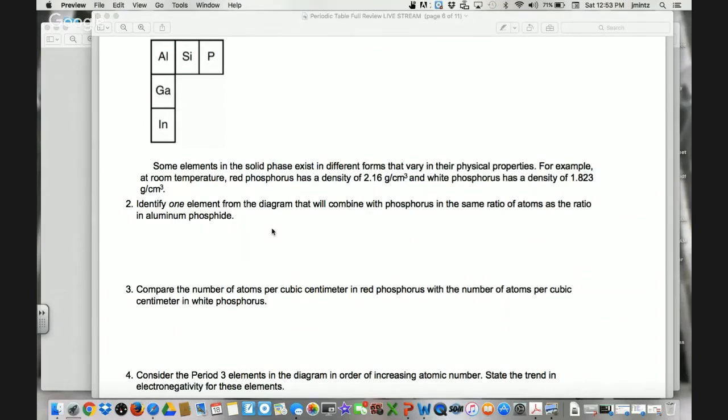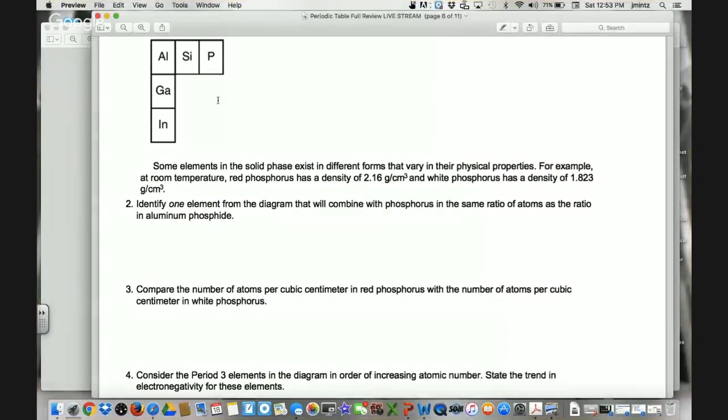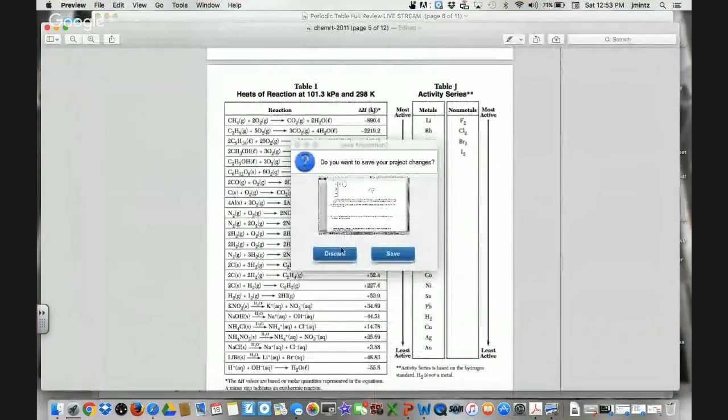So let's actually go, they're giving you in this problem, here's your phosphorus. Phosphide is the second part of your chemical formula. It means that you have either aluminum, Ga or In combining with phosphorus. So what you can do is use your periodic table to help. Let's go and take a look.